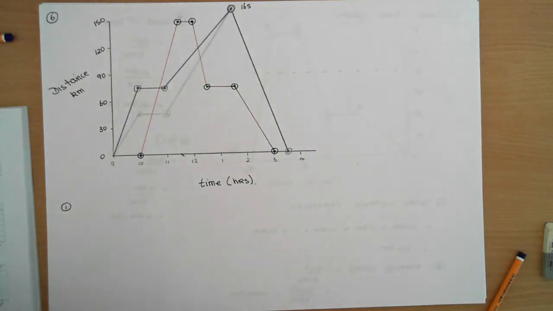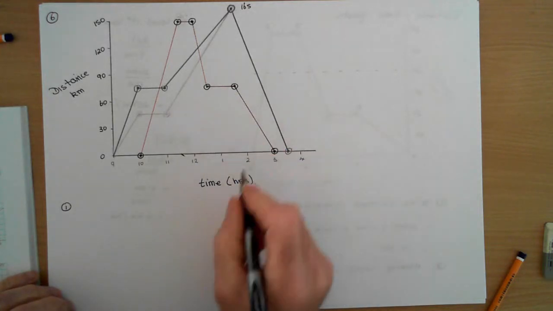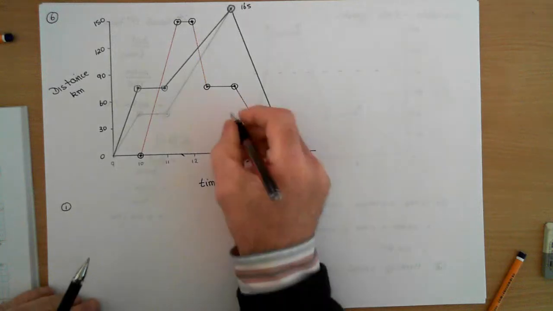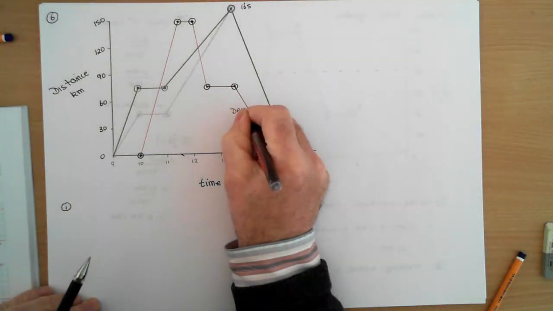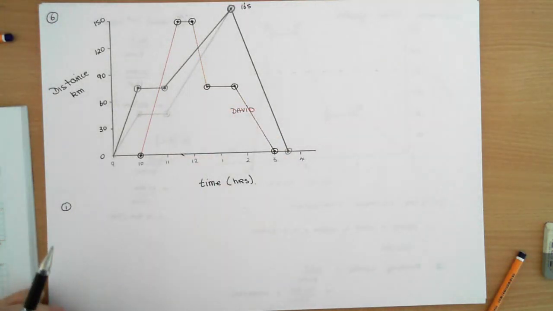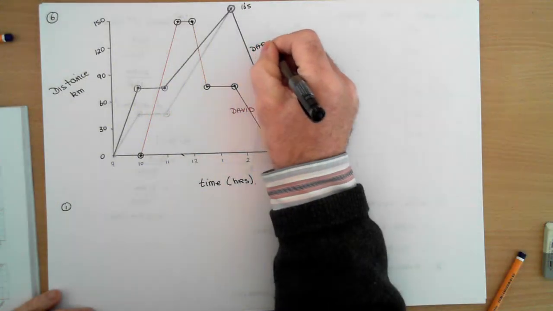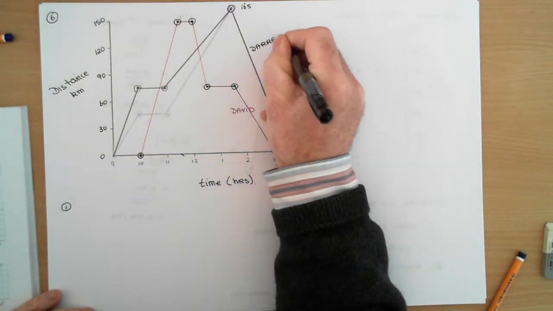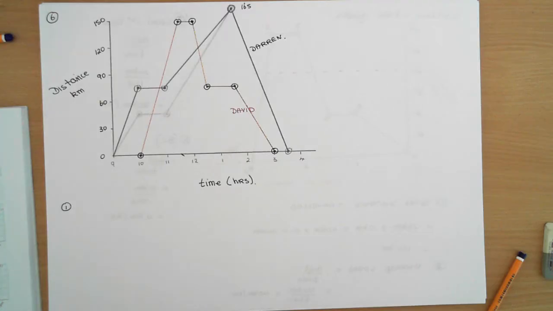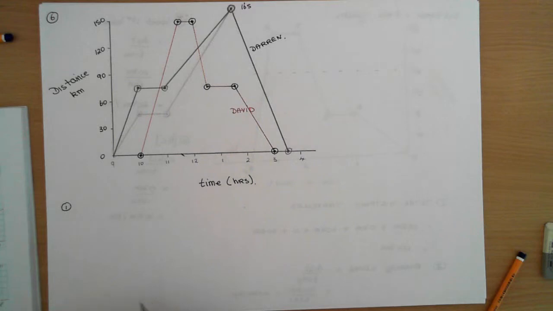The first question is, this person in red is David. And the person in black is Darren. How far is David from the town when Darren starts his journey?